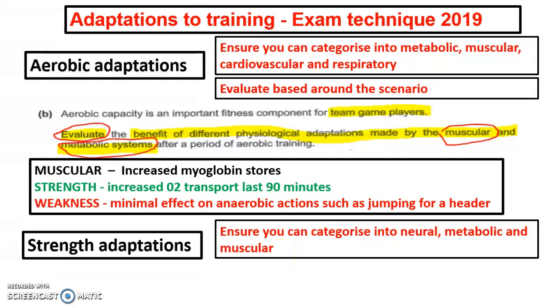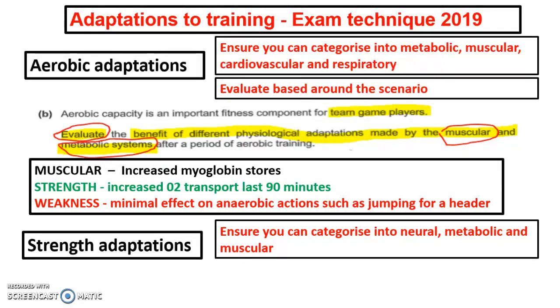Last summer, I need to make this very clear, the question for AS was to describe a strength endurance weight training program. Part 2 of that question, for 4 marks, was to describe the physiological adaptations that would take place after a period of strength endurance training. Now, they did not require categorising, but I think pretty much everyone would feel comfortable with strength adaptations.